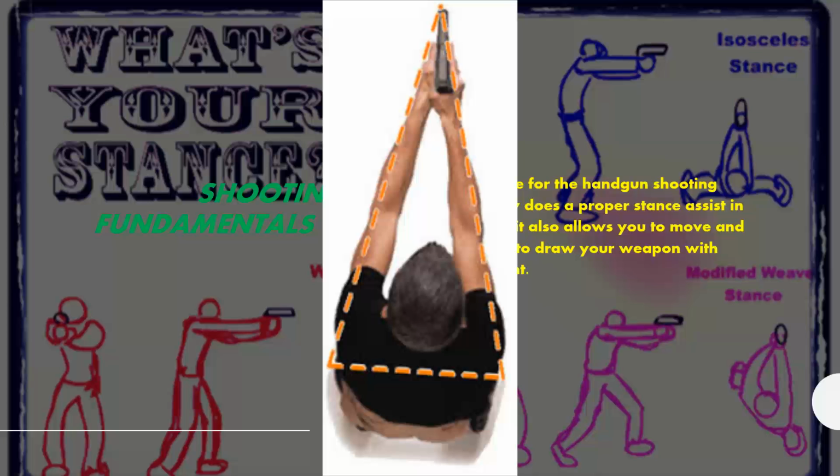Your legs should be shoulder width apart. You're forming a triangle with a two-handed grip on the gun, facing down range, with both your right and your left arm at the same point of the grip on the gun.